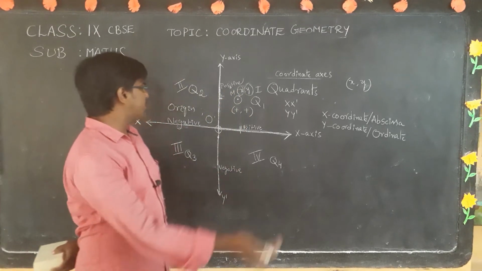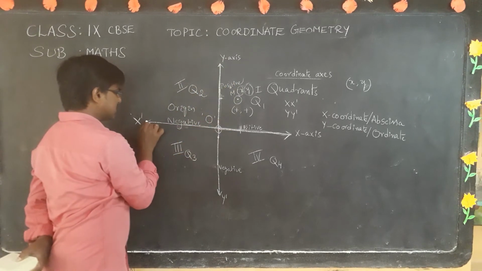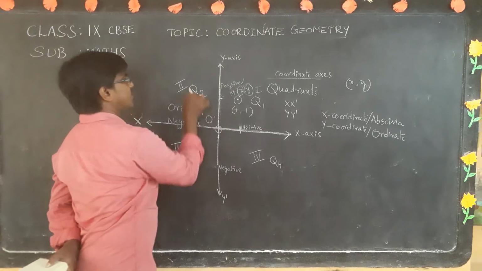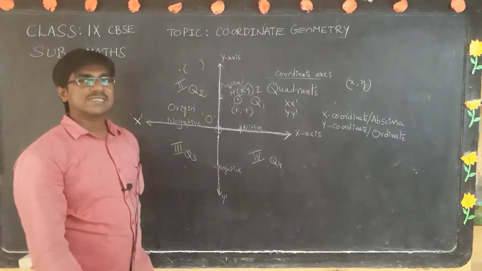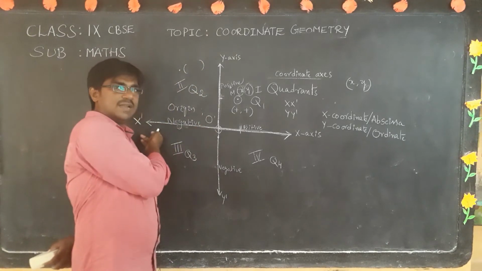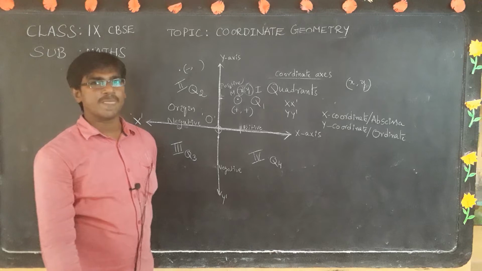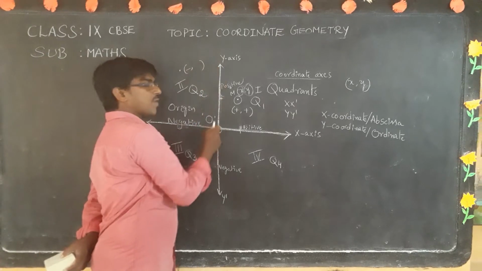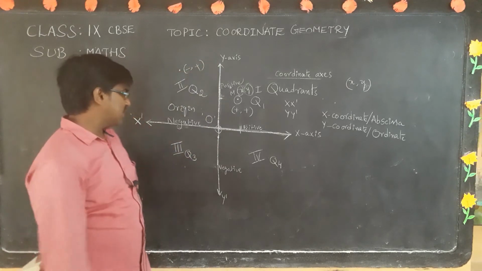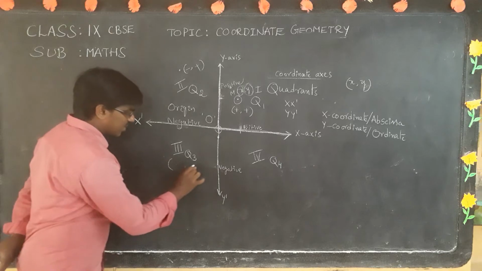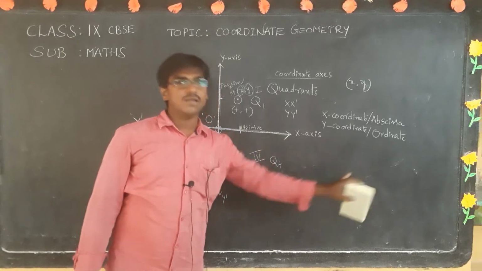Similarly, in the second quadrant, this is the positive y-axis and this is the negative x-axis. If we take a point, what are the signs of its coordinates? What is the sign of the x coordinate? This is the negative x-axis, so the x coordinate sign will be minus. And this is the positive y-axis, so the y coordinate sign will be plus. Next, in the third quadrant, what about the signs of the coordinates, the abscissa and ordinate?